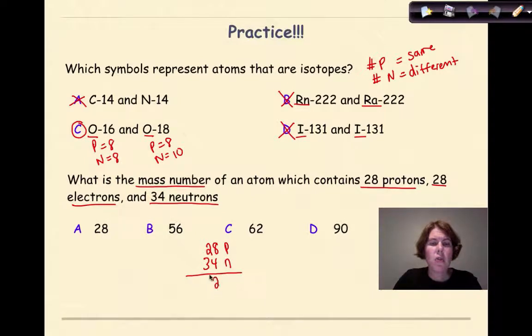We get 62 amu for my mass. 28 protons, 34 neutrons. Yep, my math works out. And do any of these answers work out to be that? Oh yes, they do. And it's C again. Obviously, I'm really original. If you got both of those answers right, good for you.